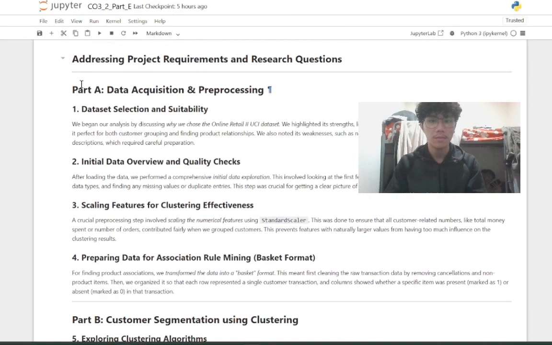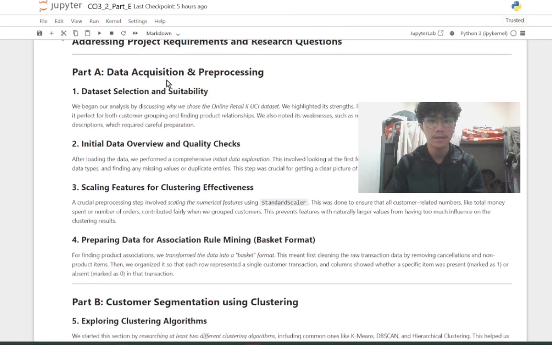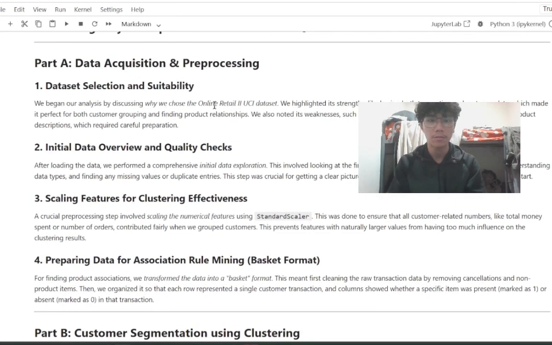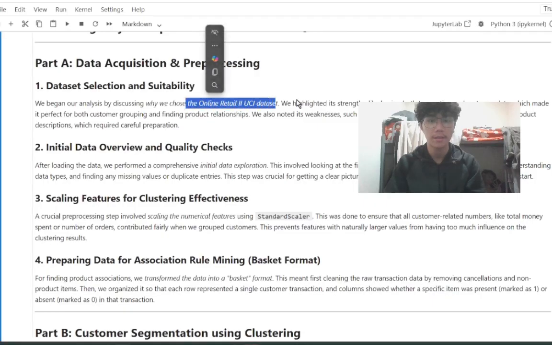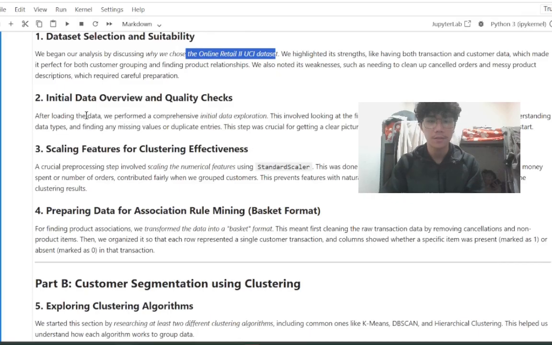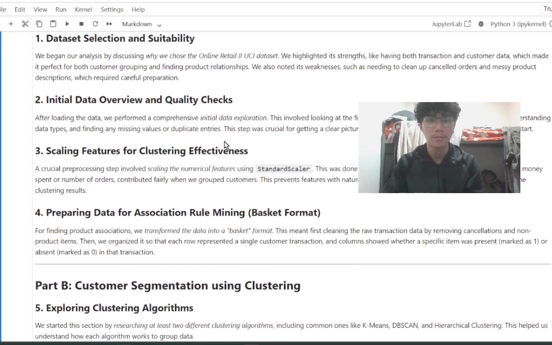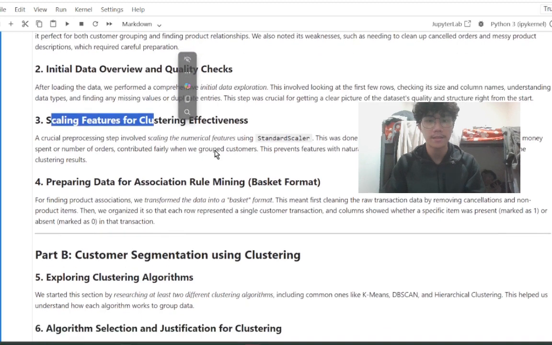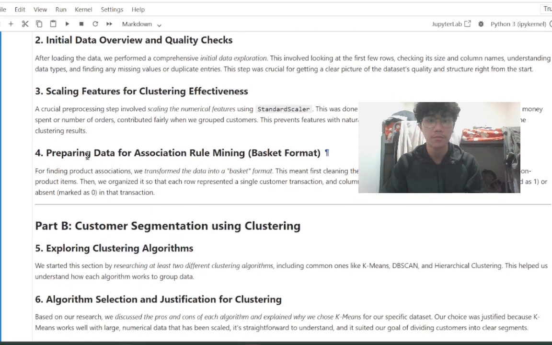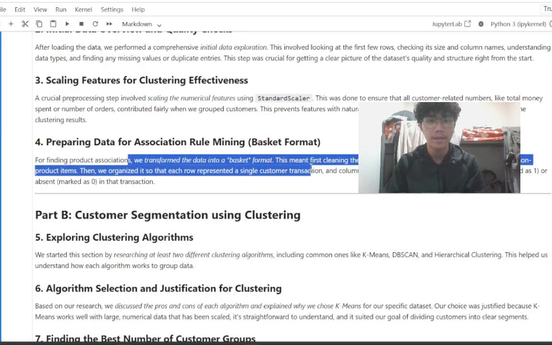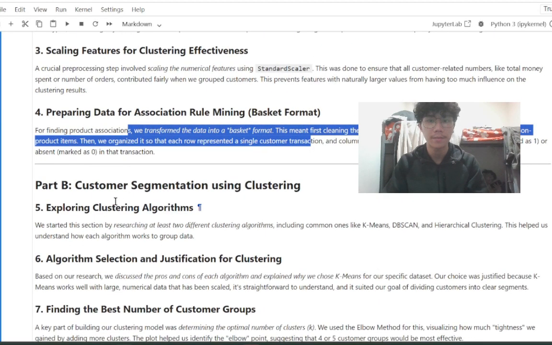In Part A, we addressed data acquisition and pre-processing, and we carefully selected the Online Retail 2 dataset because it's suitable for both clustering and association rule mining. And then we performed a thorough data overview, checking for quality issues like missing values and duplicates. A crucial step was scaling our numerical features to ensure our clustering model wasn't biased. And for market basket analysis, we transformed the data into a basket format, representing each transaction as a list of purchased items.